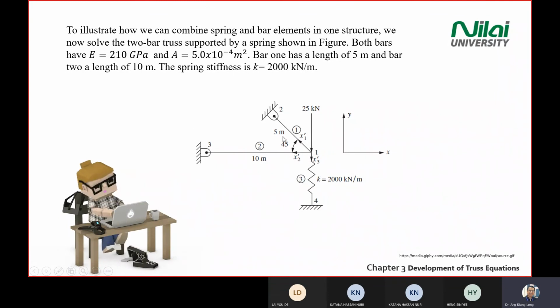So in this case, it's a combination of bar and spring, right? So again, you need to recall what is bar, what is spring. So we have an equation for bar and spring here. What else? The E is given in this question. E is 210 gigapascal. Area is 5 times 10 power negative 4 meter square. Bar 1 has a length of 5 meter. Bar 2 has a length of 10 meter. Spring, you have stiffness matrix here. So we need to find the displacement, yeah.